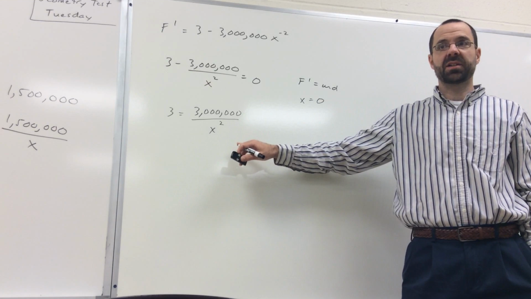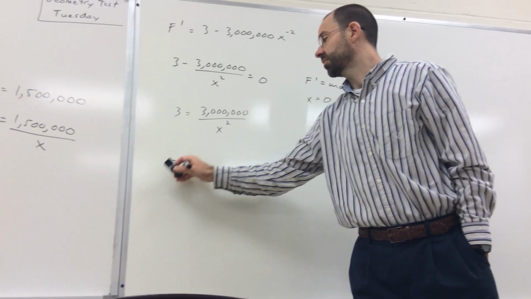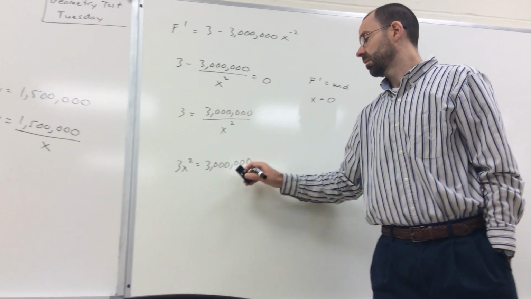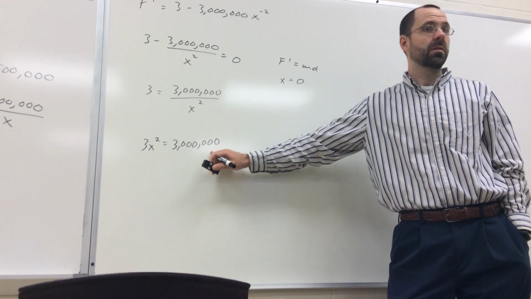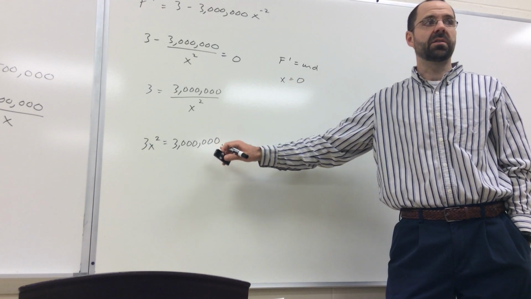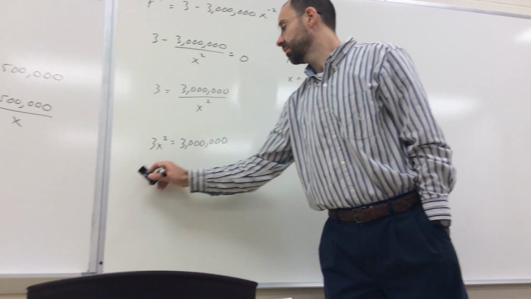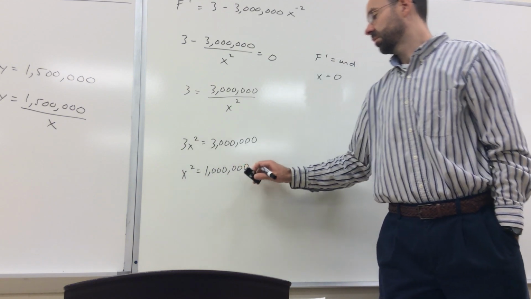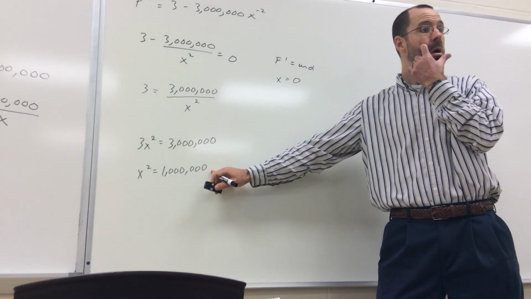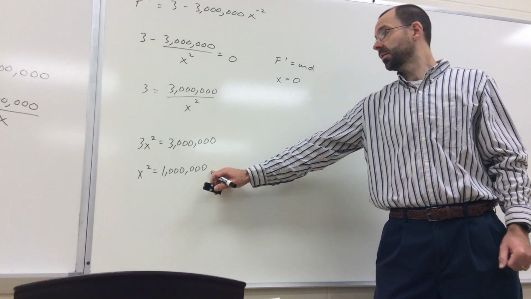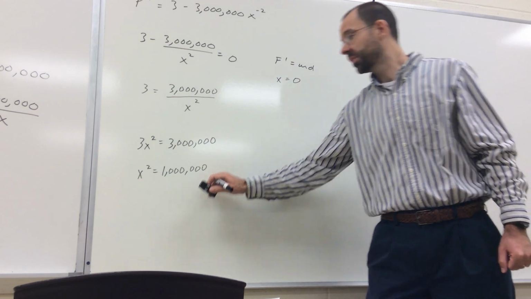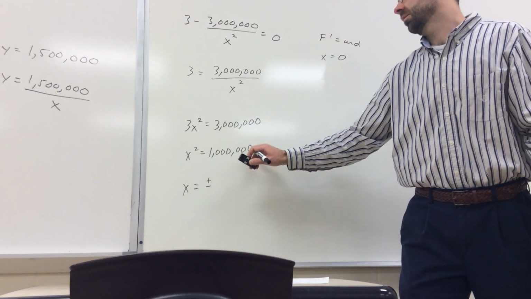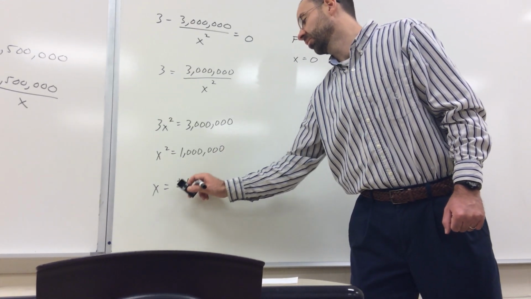Then you multiply both sides by x squared. So that's 3x squared equals 3 million. Then you divide by 3. So x squared is 1 million. Then you take the square root. And you get positive negative 1,000.